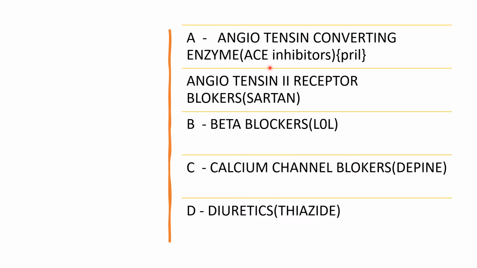Those medicines which end in PRIL are known as angiotensin converting enzyme inhibitors, that is captopril, perindopril, lisinopril, enalapril and quinapril. All these are examples. And regarding angiotensin 2 receptor blockers, those medicines that have the suffix sartan, that is losartan, telmisartan, valsartan, olmesartan, eprosartan, all these are angiotensin 2 receptor blockers.